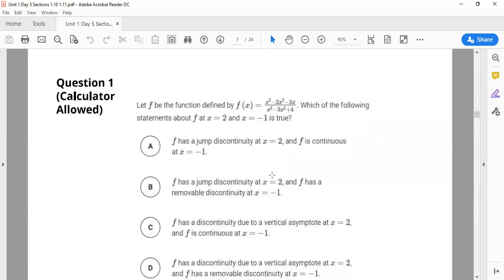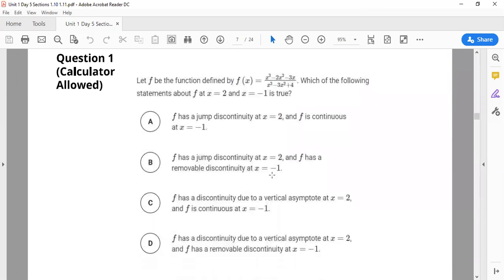So this first question, a calculator is allowed. I really want to make sure that you're all set with putting stuff in the calculator. And I'm going to show you what I expect you to do to solve this question. So I'm going to give you 5 seconds to pause it and try the question. 5, 4, 3, 2, 1.